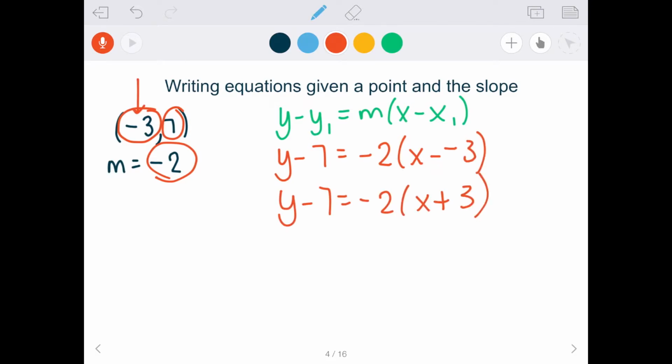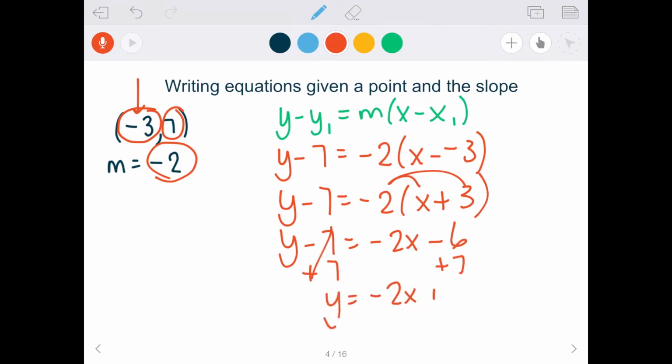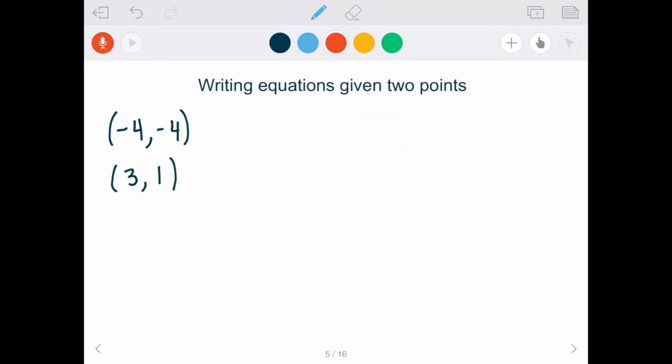Now the next thing is to simplify using the distributive property and to get rid of that -7. And here's the equation of your line. Be careful with those double negatives. Next thing you had to do is write an equation given 2 points. Well, we're always going to go back to the point slope formula.